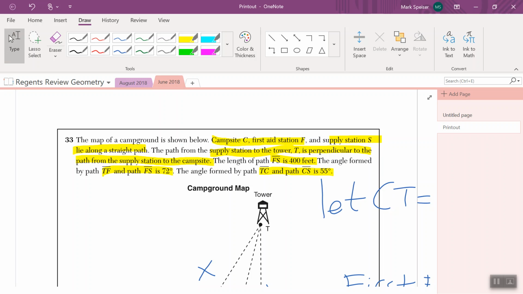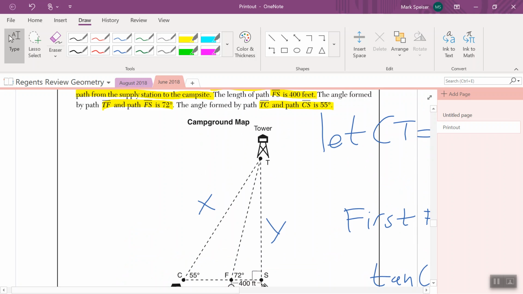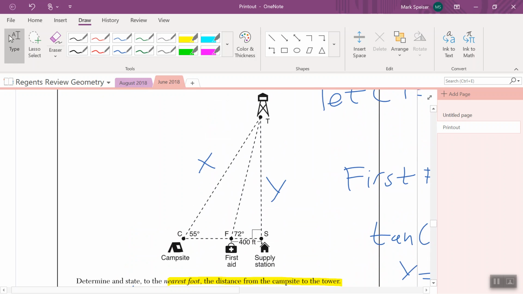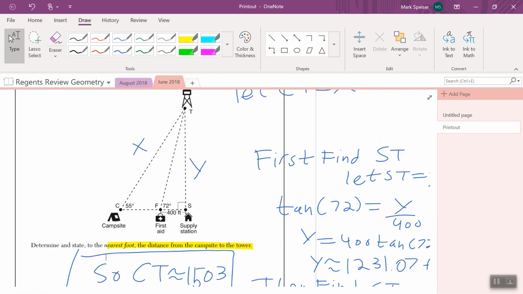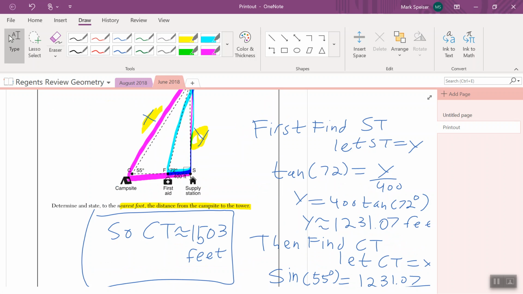So we want to find what? To determine and state, to the nearest foot, the distance from the campsite to the tower. So the first thing you need to check is that all our units are in feet. So 400 feet, and we want our answer in feet. We let TC be x. Let ST be y. You need two trigonometric formulas, working from triangle TSF and then expanding that to triangle TSC. So let's first find the length of ST, where the tangent of 72 degrees equals y over 400. Cross multiply.